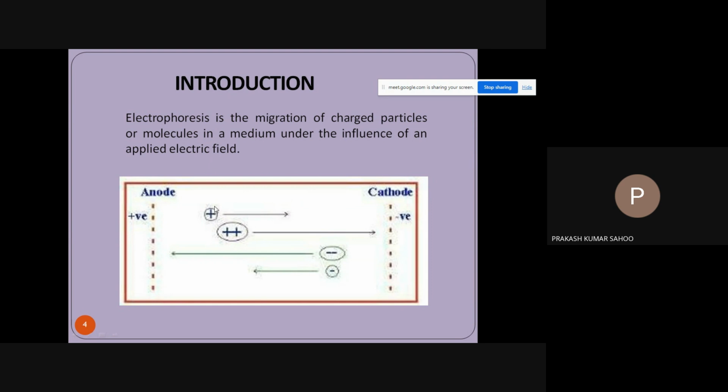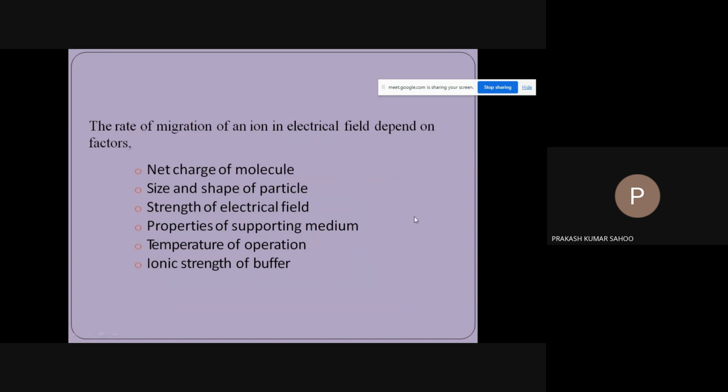So this is the cathode and the anode. The cation is positively charged, so the cathode is the negative part. The anion is negatively charged, so the anode is positive. So this is your electrophoresis setup.